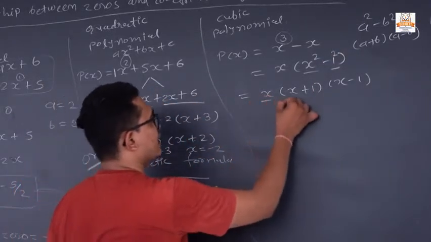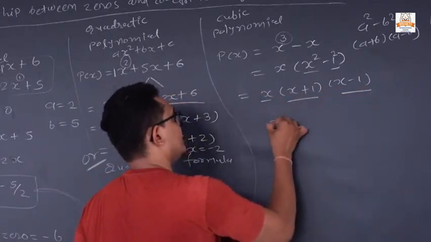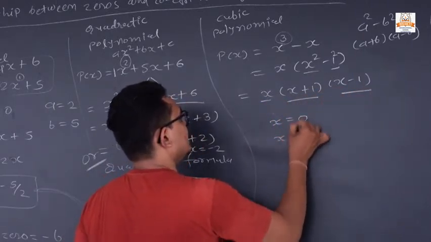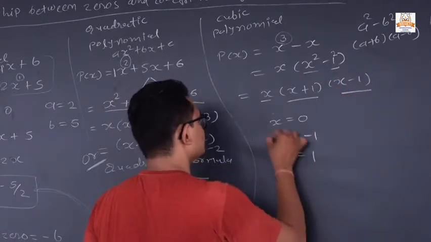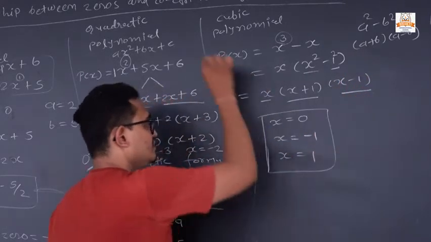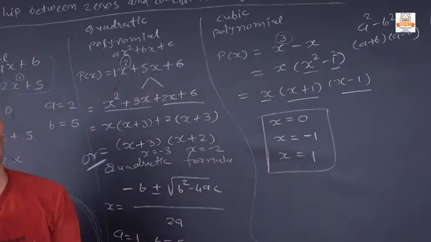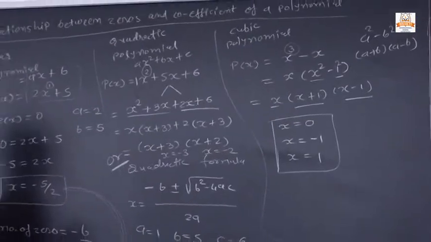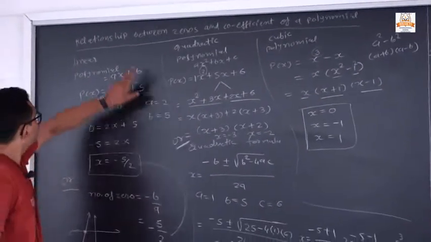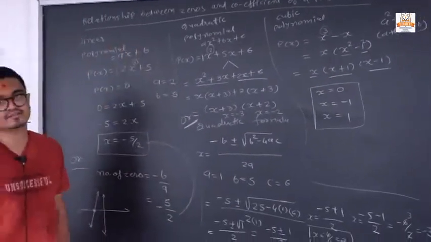So we have 3 values of zero. See, first x is equal to 0, second x is equal to minus 1, and if it goes to the other side, it becomes plus 1. Clear?